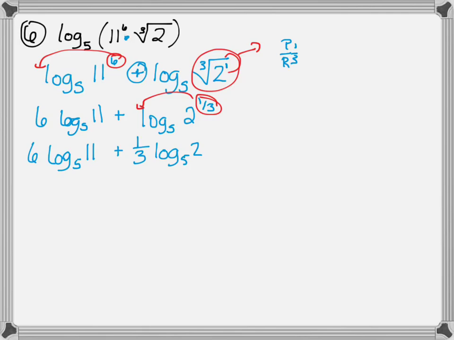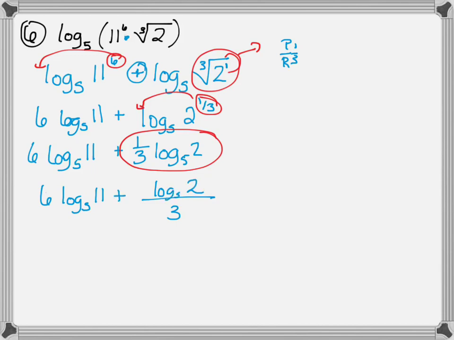Now, typically you're not going to see this written this way. I'll show you how it will look whenever you see it in problems. Instead of written as a 1/3 in the front, they typically write it as a 3 in the denominator, log base 5 of 2. So these are the same thing, just written a different way. You'll see it one of these 2 ways.